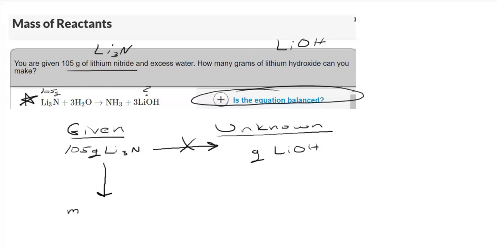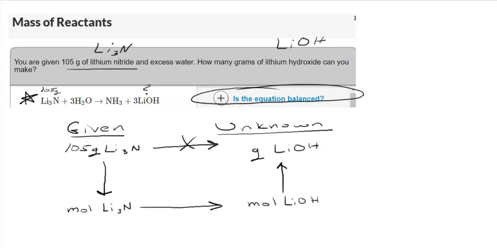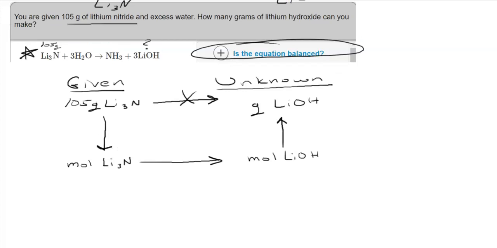So we have to first convert to moles of lithium nitride. From there, I can convert to moles of lithium hydroxide. And from there, I can get to grams of lithium hydroxide. So you have to go to moles first. Moles is the middleman. Without it, you can't do the conversion.